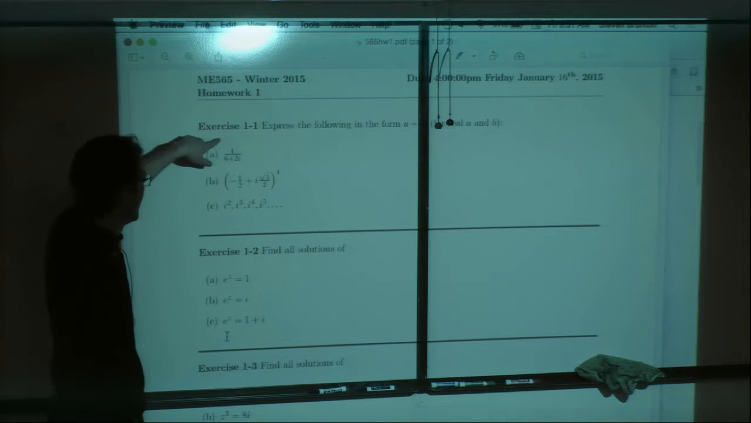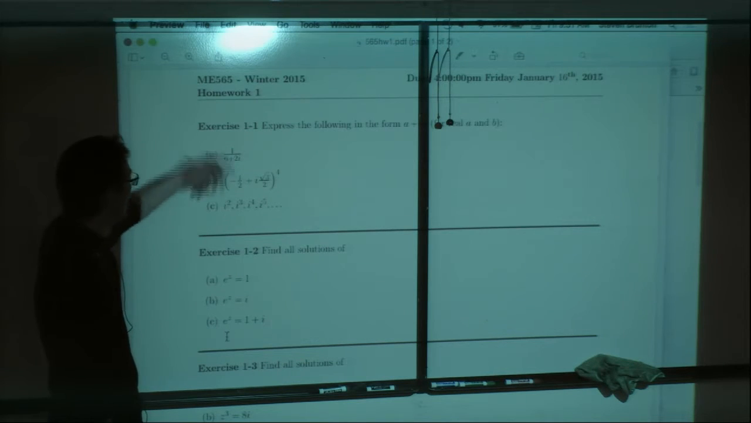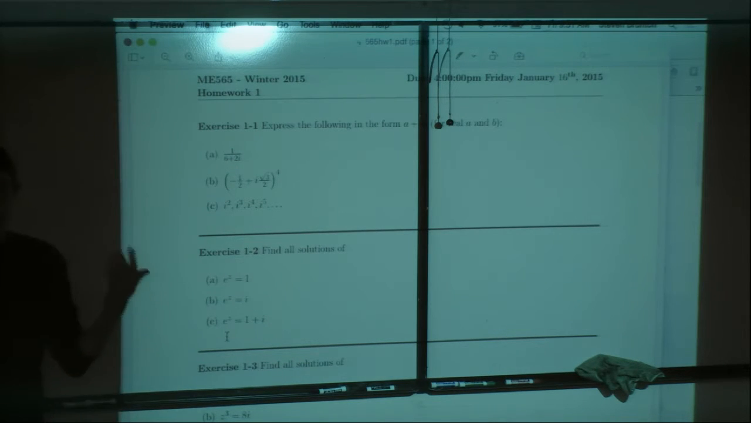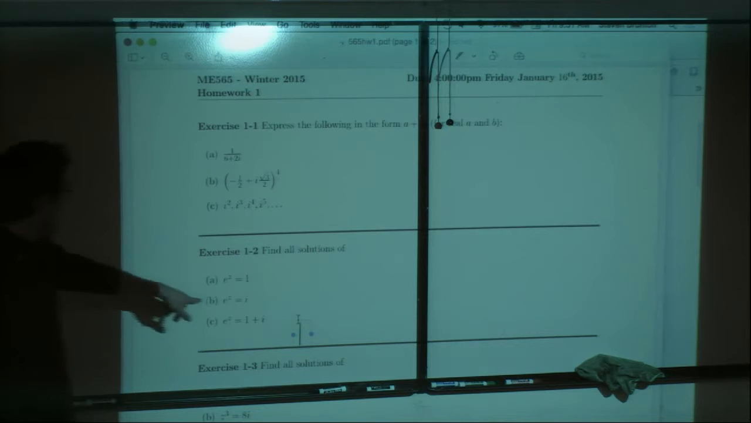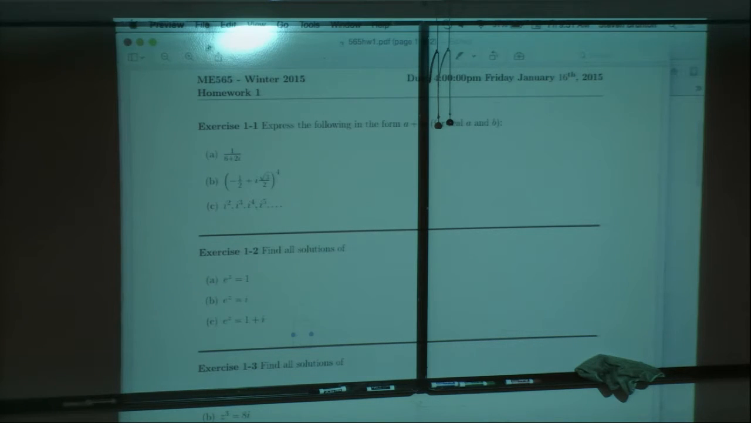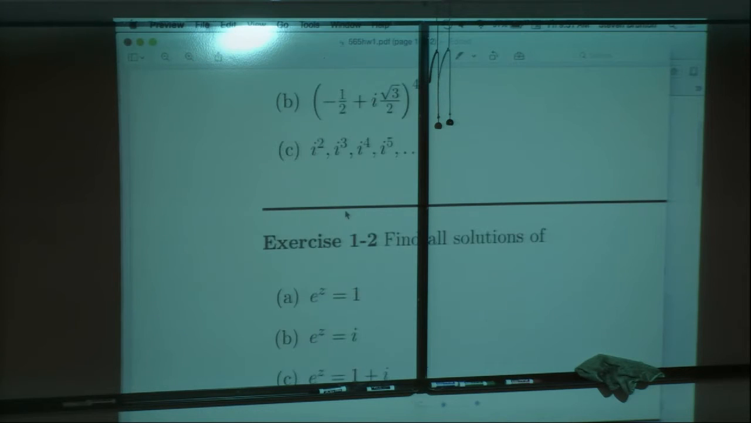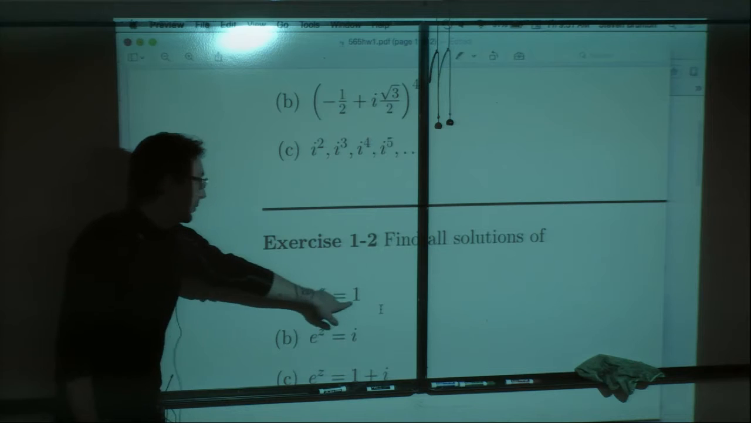For example, I want you to take these 3 expressions and just write them as a plus bi, where a and b are real. Easy. Find all of the solutions of these equations: e to the z equals 1, e to the z equals i, e to the z equals i plus 1. Just a quick question. How would you go about solving that general type of equation for z? Right, you would essentially take the log of both sides.